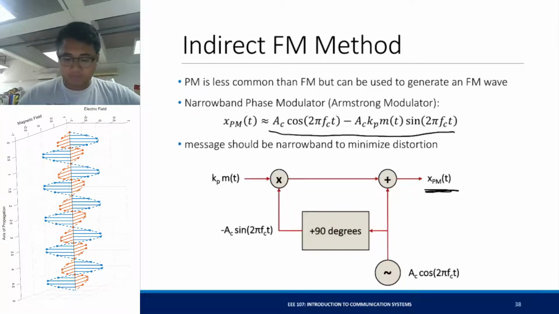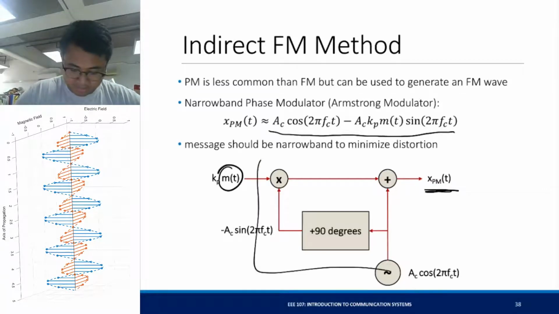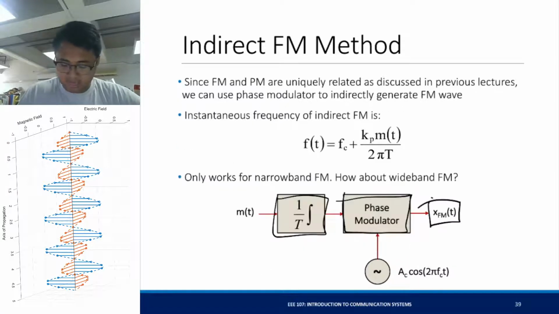Okay? So from here, we produce a PM signal. If we put the derivative of m of t in this phase modulator, we create an FM signal. Okay? And as you recall, your FM and PM are related to each other.